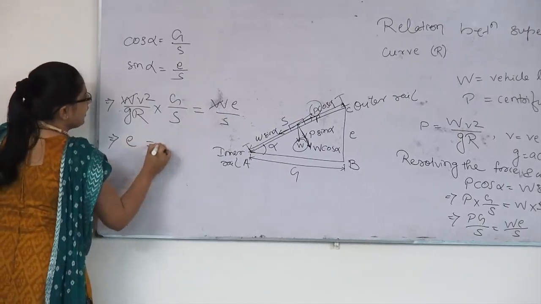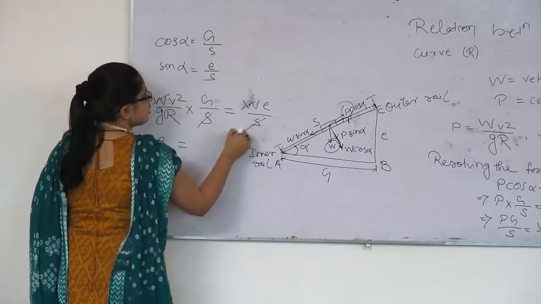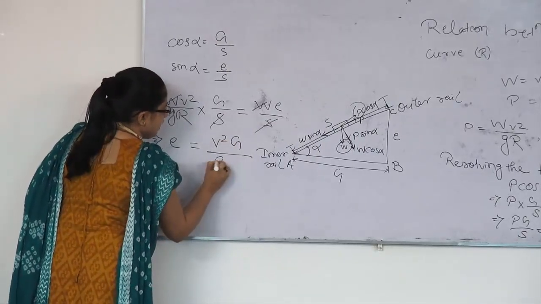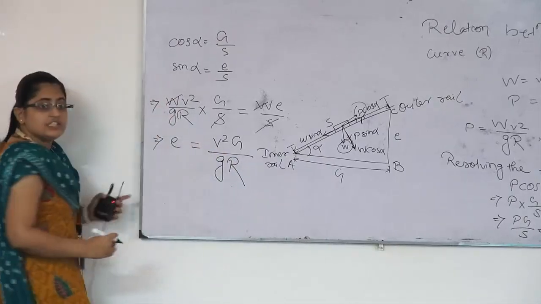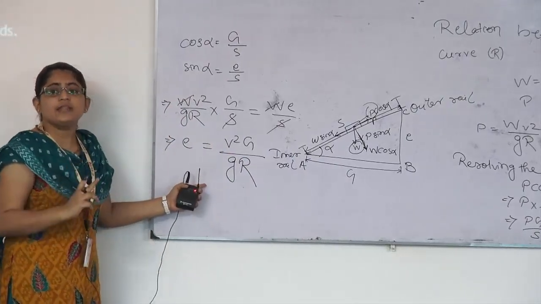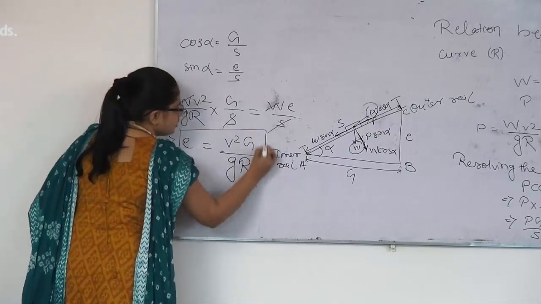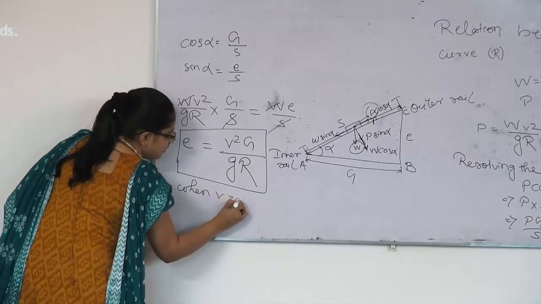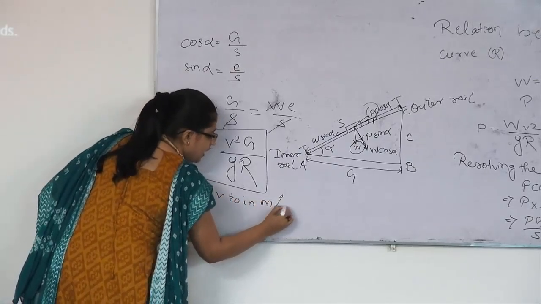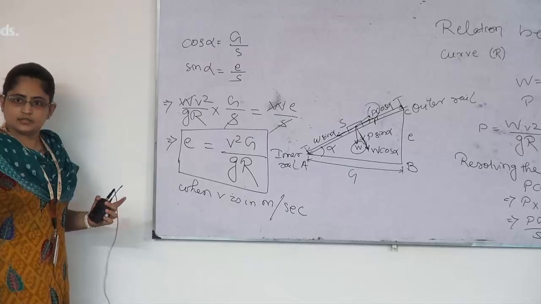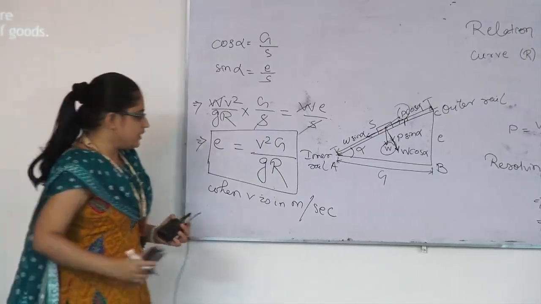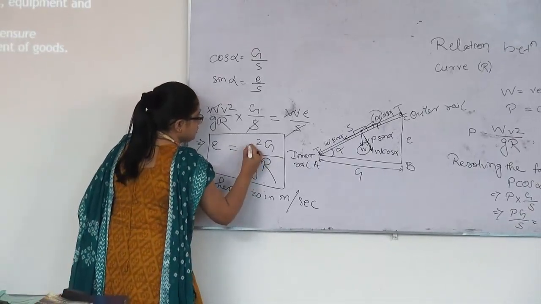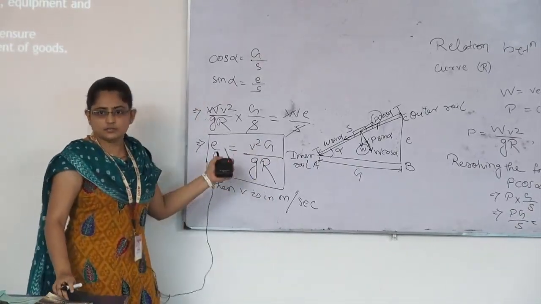What is the E we will be getting? S, S also cancel. What will we be getting? E equals V square by G R. What is this? When is this equation used? When v is in meter per second. Clear? Now we got the equation E equal to v square by g R. This is small v, okay? Don't miss. Okay, this is small v.